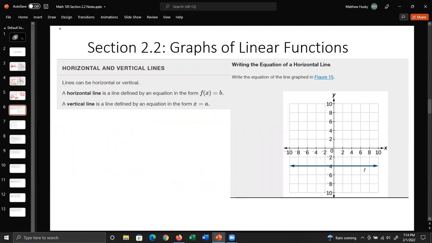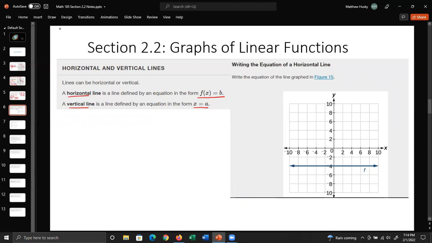So lines can be either horizontal or vertical. A horizontal line is going to look like this: f of x equals b. That's what horizontal lines will look like. This right here is a picture of a horizontal line. If you have a vertical line, the formula that will give that is going to be x equals some number. We're just calling it a to call it something.